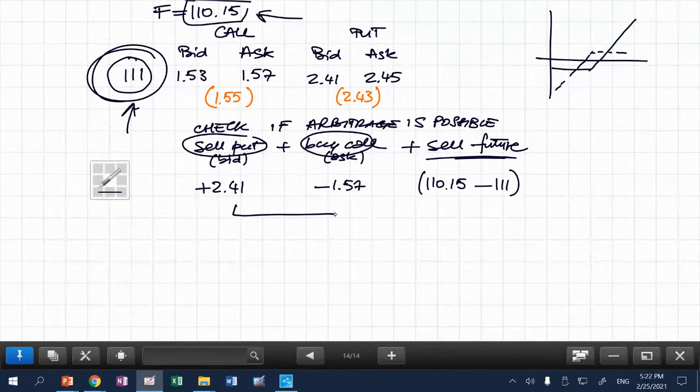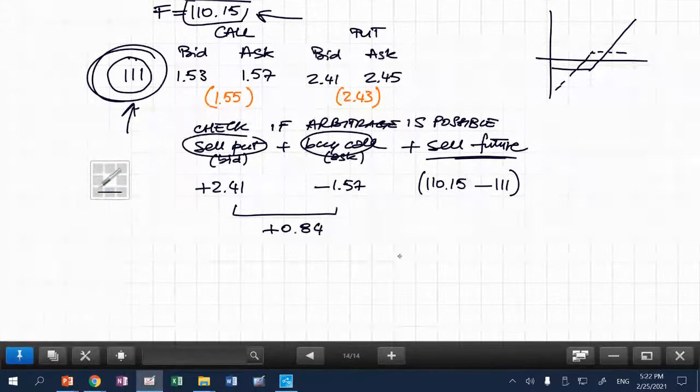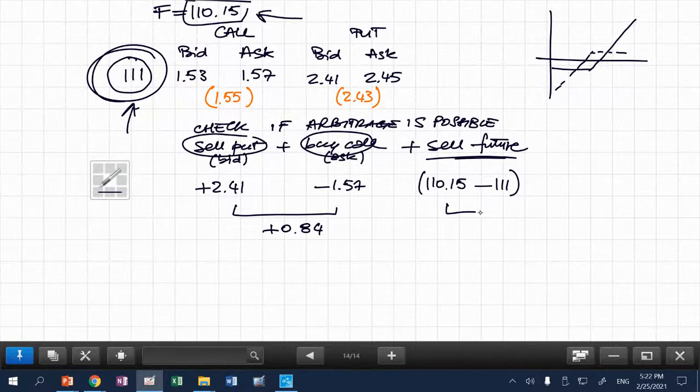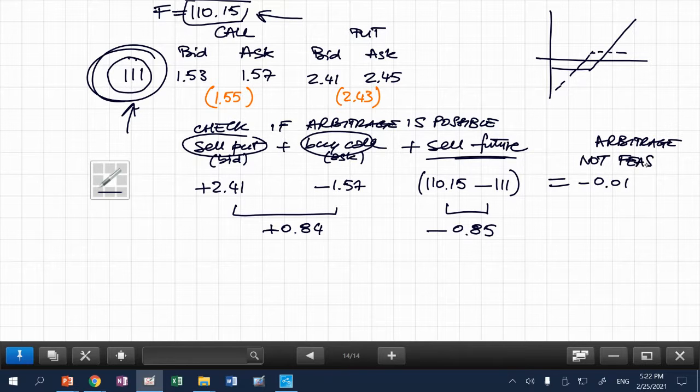Now, if you look at the difference between these two, the difference is plus 84 cents, whereas this is minus 85 cents. Is that okay? What is the conclusion on the arbitrage? Can we make the arbitrage or not? The answer is no, okay? The overall result would be a loss, so arbitrage would not be feasible. Is this fine? All right.